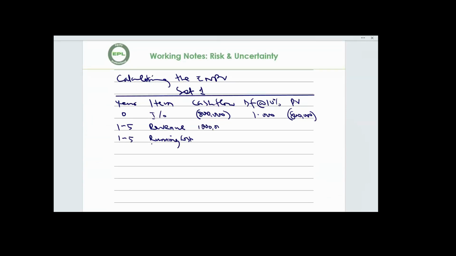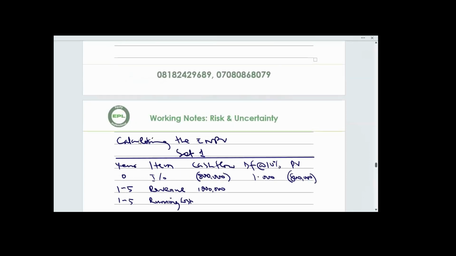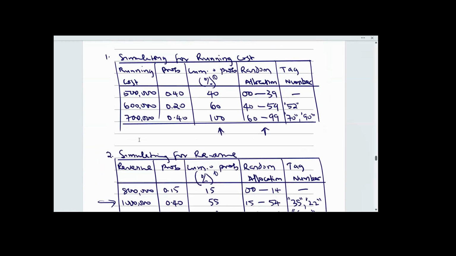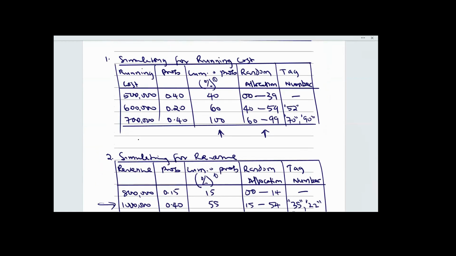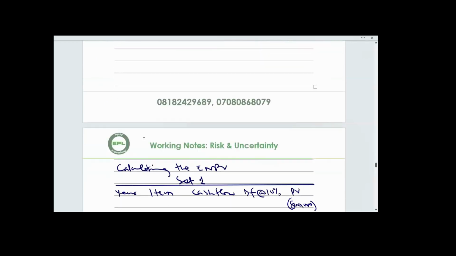That's why I said if somebody is not in the class, you may not understand how the numbers are being selected. Then for set 1, what's the tag number for running cost? 70. 70 will be in the last row, which is 700,000 naira. You trace it to the left, that's 700,000.